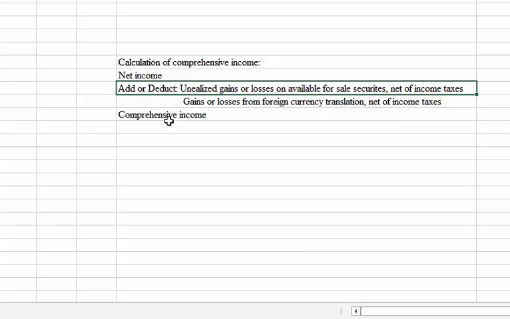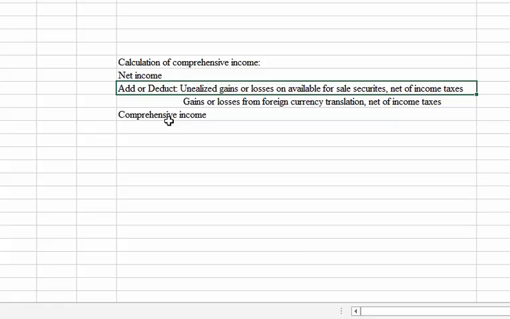Securities would be stocks or bonds, and ones that are available for sale are ones that we've bought for speculative purposes, that we're actively trying to sell. The unrealized portion means we haven't sold them yet.